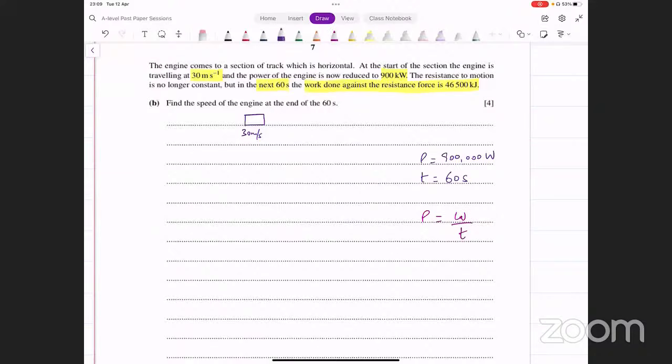इससे आपके पास क्या आ जाएगा? power की value क्योंकि 900,000 है, time is 60, you can find the work done by the driving force in this section. यहाँ पे आपको driving force नहीं पता थी, लेकिन आप work done by driving force figure out कर सकते हो using this.